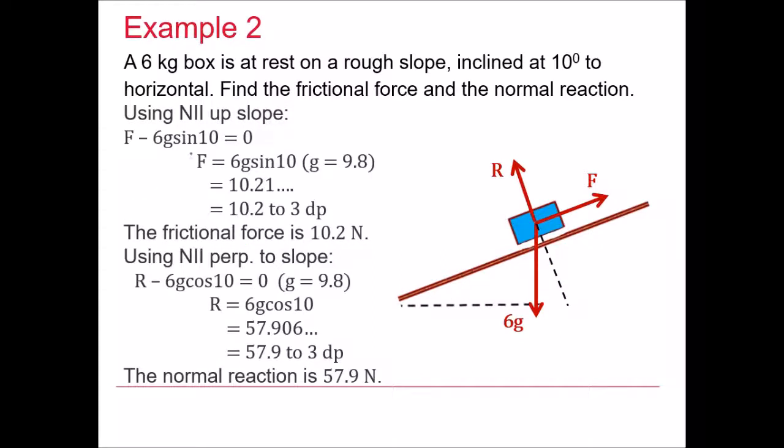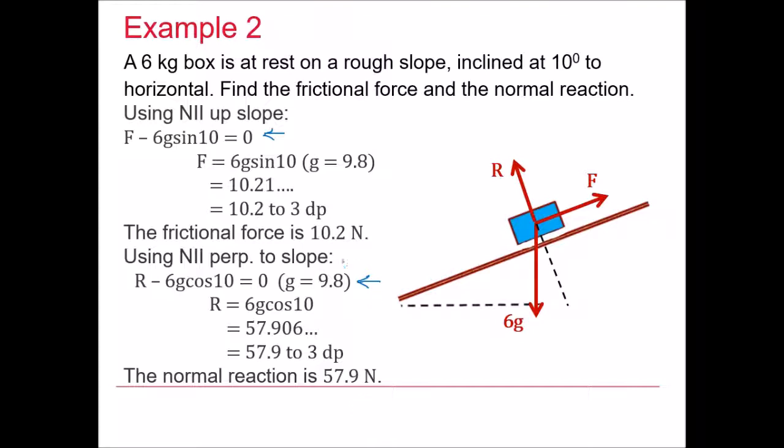Yes, so we've rearranged the first equation as F equals 6g sine 10, and the usual routine, put in g as 9.8, put in the full display, and round it. So the frictional force, conclusion, is 10.2 newtons. Now using the second equation, nothing new there, that's what I got on the previous page, rearrange it, put the numbers in, and we end up with an answer 57.9 newtons for the answer.